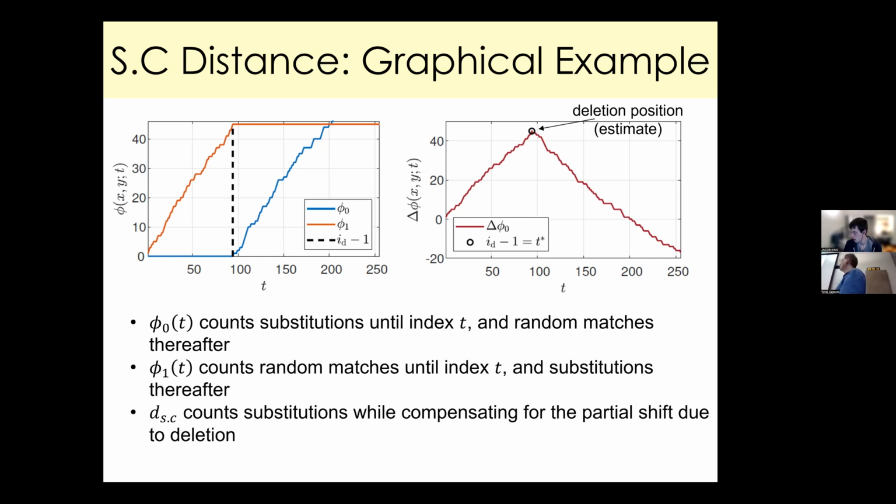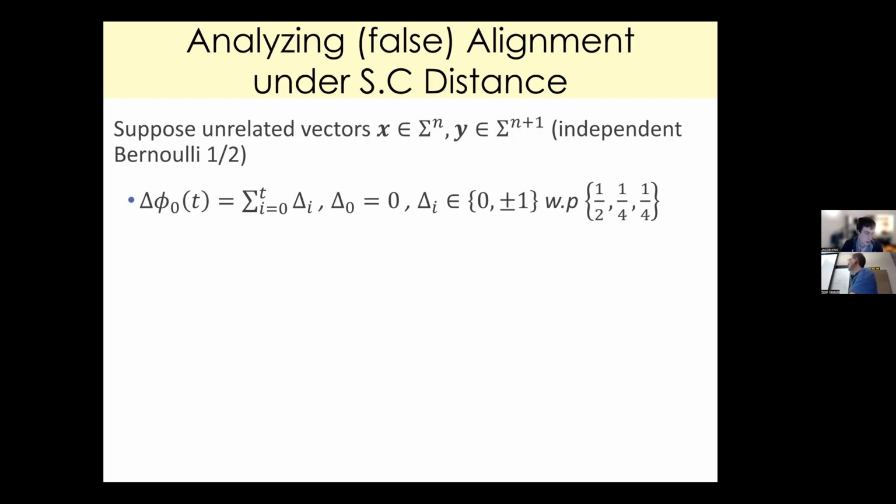But we have more than that. We also count how many substitutions we have after compensating for that shift. Basically, we go from here to the right, plus the height we went from 0 to that point. And here you see the extreme case that this shift compensating distance is identically 0. Basically, it managed to compensate completely for that deletion. Is that clear? And now we have a deterministic metric that we can use.